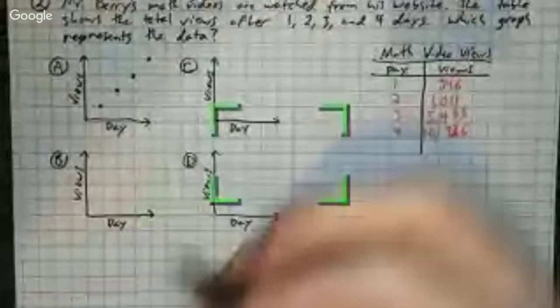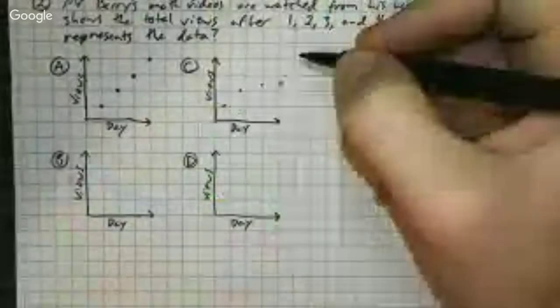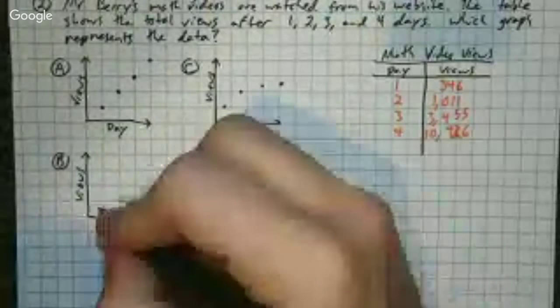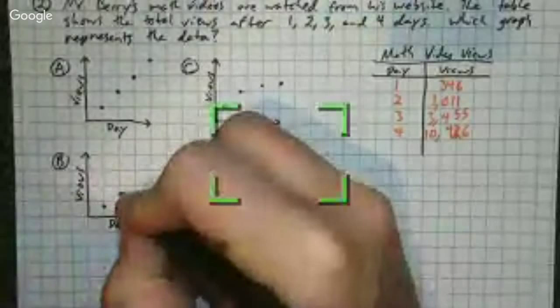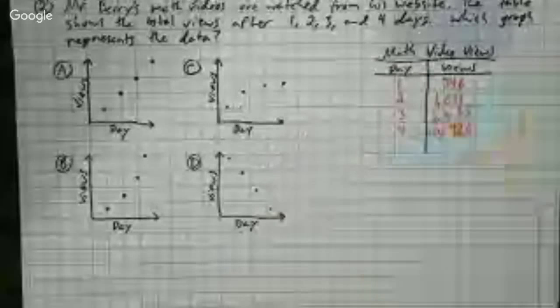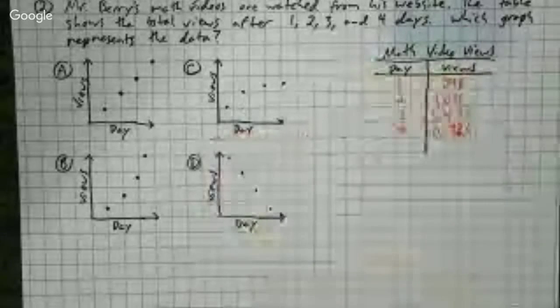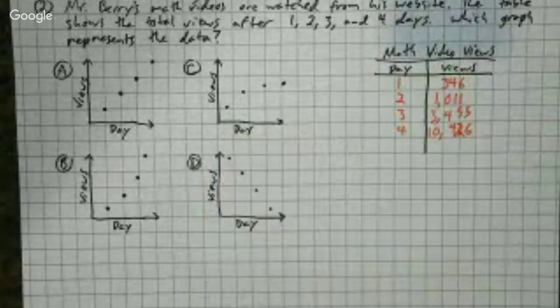For C, the data points will look like this. For B now, I guess I'm going a little out of order. They look like this. Okay. Now what we need to do is look at the data over here and decide which one matches up correctly with the graph. So let's look at each one and either say, yes, this could work, or no, this does not work.